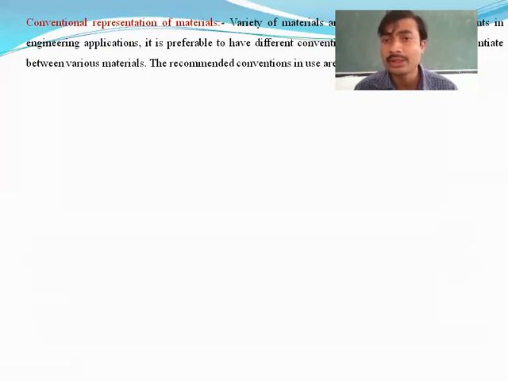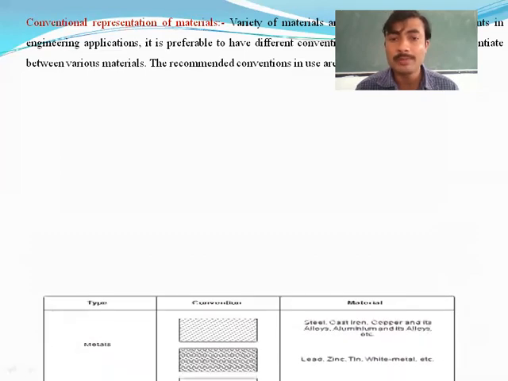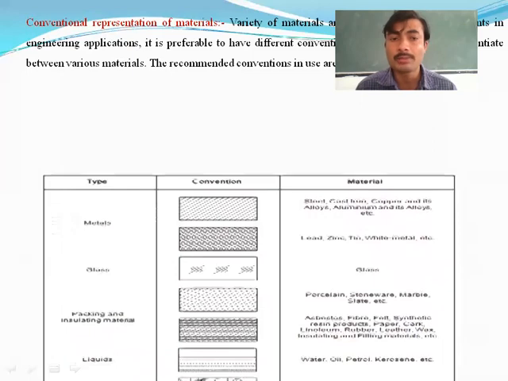Whenever you want to construct any building or a house, it is made up of a door, windows, marbles, etc. The engineer should have the knowledge about that. That's why we added the topic. We are discussing the topic, that is conventional representation of the materials. Okay, here is the table. Please go through the table. Now let us discuss one by one.